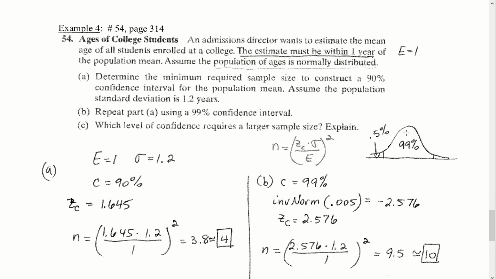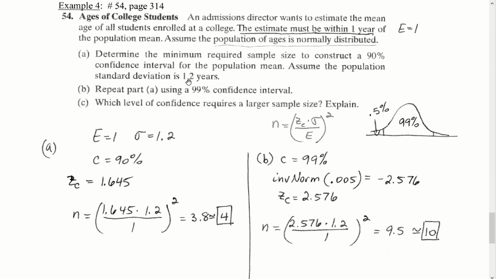Let's take a look at one more example. In example 4, we're going to do a 90% and then a 99% confidence interval for the mean age of students enrolled at the college. They say that the estimate must be within 1 year. So it has to be accurate within plus or minus 1 year. When they say within, that's kind of a buzzword to let you know that that's going to be your margin of error. So for this problem, we're going to be working with a margin of error of 1.